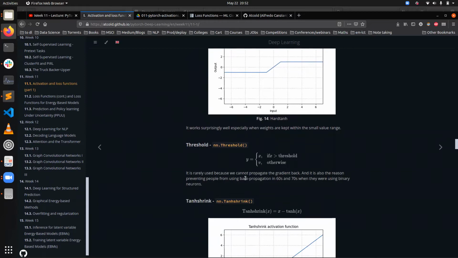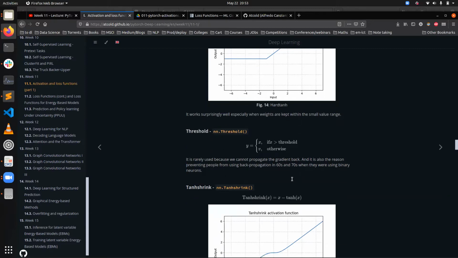Threshold is the old style of activations. If your value crosses a threshold, you take that value, which is X. Otherwise, you take a default V. Since people were using this type of activation function, there is no gradient here, right? So that's what prevented people from using backpropagation in the 60s and 70s.